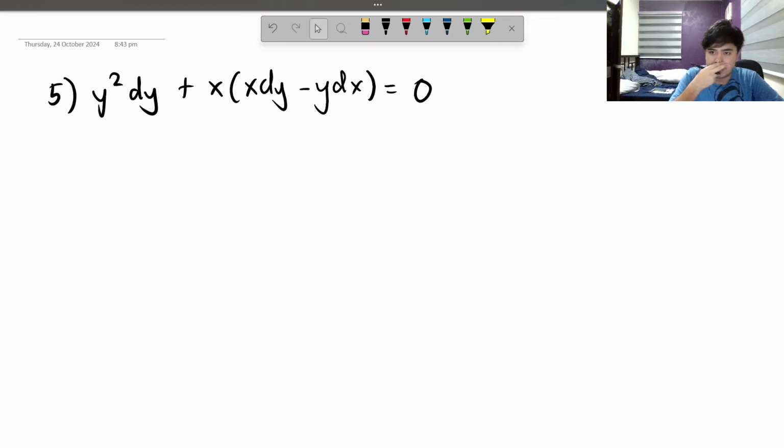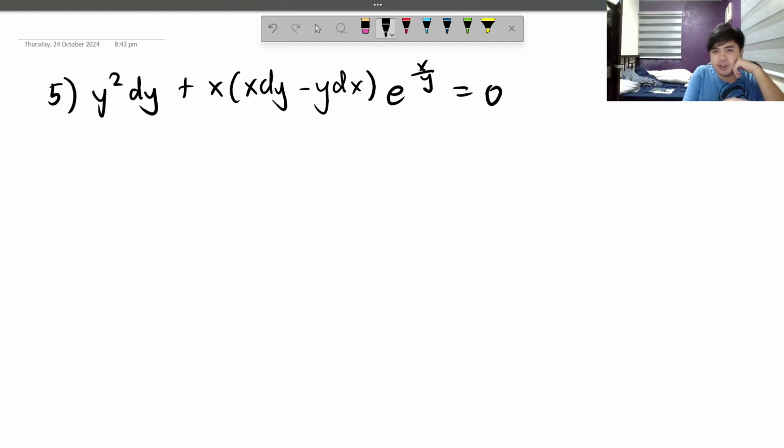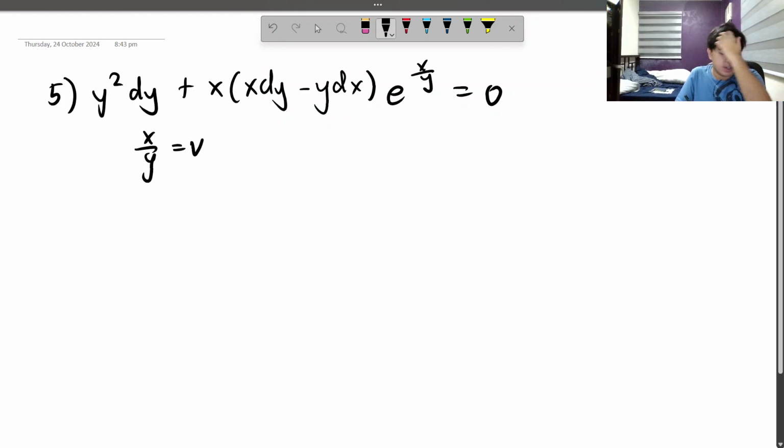Question number 5. y squared dy plus x times x dy minus y dx. Hmm. Oh, there's a problem with the problem. I'm missing something. e to the x over y. Now, this is interesting. Basically, there's an x over y in here. You know what that means? It forces us to do x over y equals v. So now we can divide both sides by y squared.